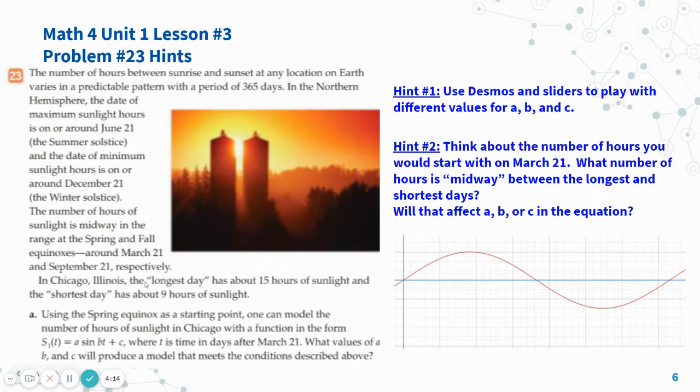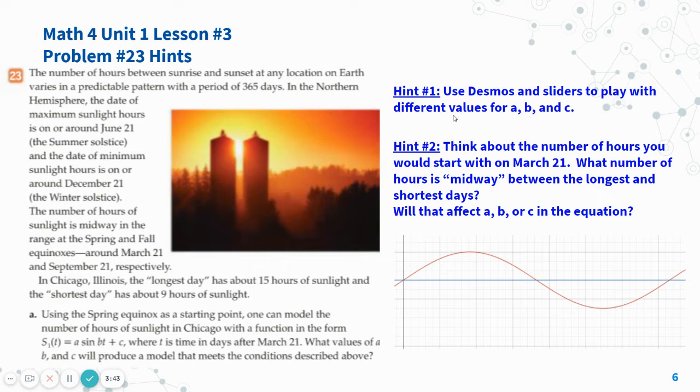So it says in Chicago, the longest day has about 15 hours of sunlight, and the shortest day has about 9 hours of sunlight. And they want you to use March 21st as a starting point and come up with an A, B, and C that are able to model this situation in a sine curve. So hint number 1, use Desmos and sliders to play with different values for A, B, and C.